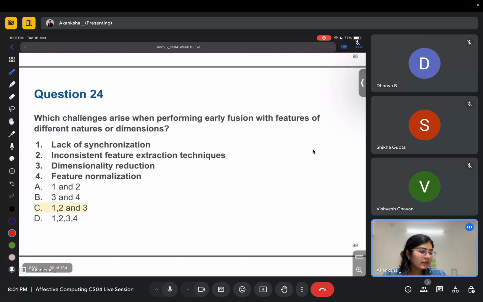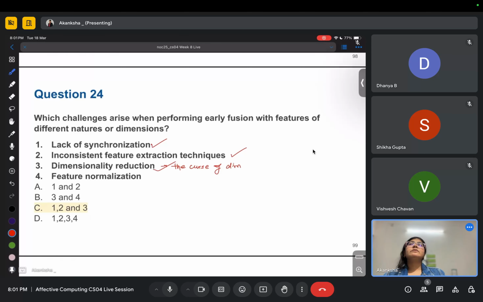So in this case, they say that, okay, this is answer 1, 2 and 3. I think 1, 2, 3 and 4 can also be there. This is definitely a challenge. One is there. Inconsistent feature extraction technique, this is also there, we need to handle that. Dimensionality reduction means the curse of dimensionality can be there, right? This is also true.